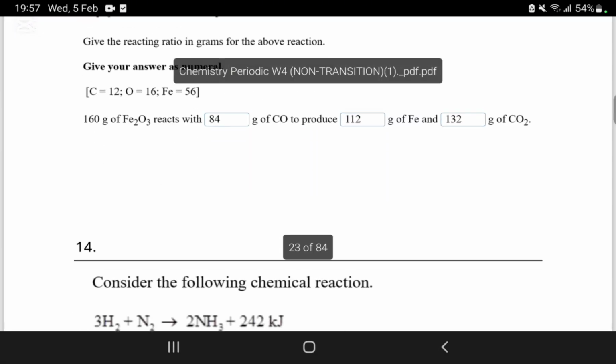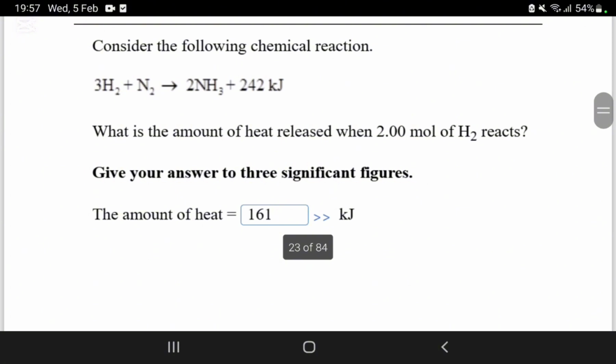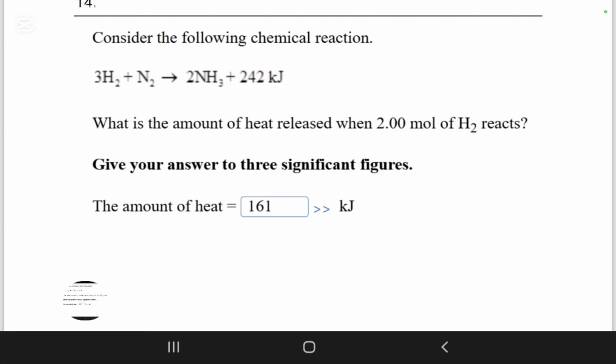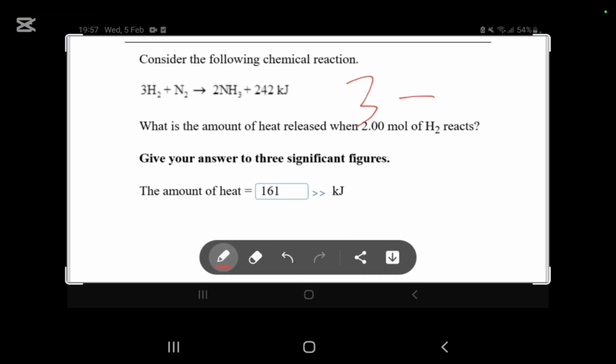Number 14. What is the amount of heat released when 2 moles of H2 reacts? So here we can deduce the ratio 3 to 242 is equal to 2 to x, right? So we're gonna cross multiply. First of all, we're gonna do 242 times 2, which is 484, divided by 3, which is equal to 161.